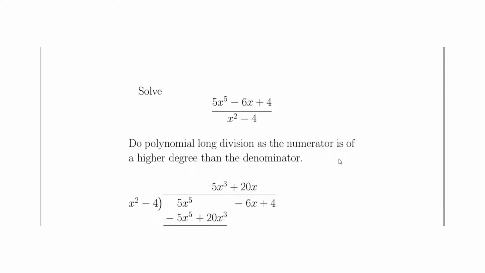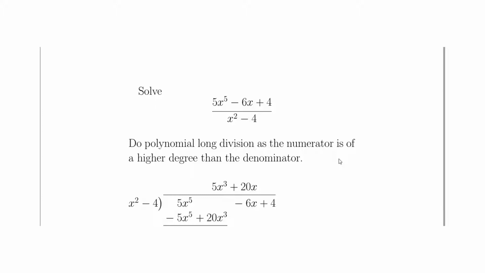As you would do normally in long division, the denominator, x squared minus 4, you put outside the fraction sign, and then the 5x to the 5 minus 6x plus 4, you put inside. Notice there's a gap between the 5x to the 5 and minus 6x. You've got possible terms of x to the 4, x to the power 3, x to the power 2 that could fit in there. So where do we start?